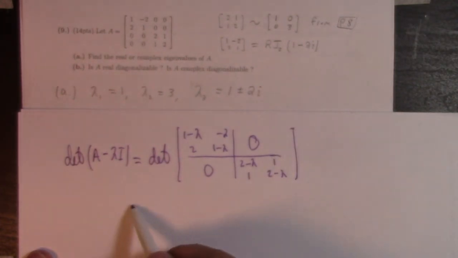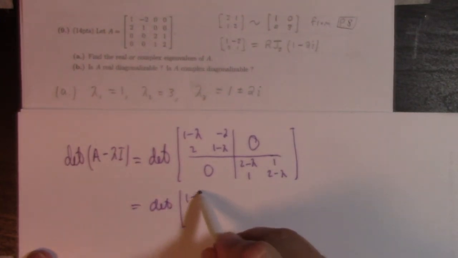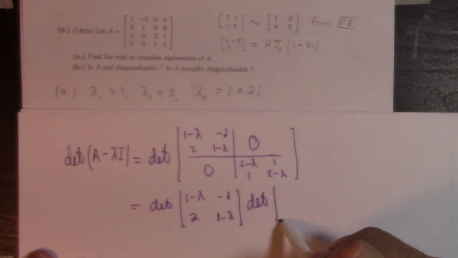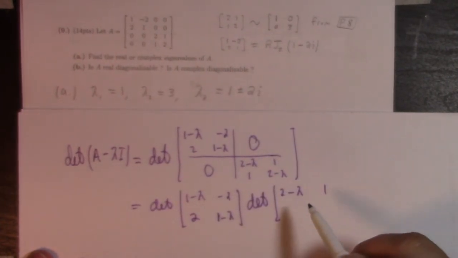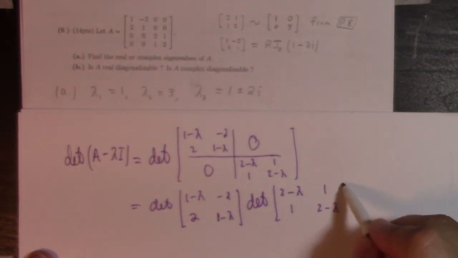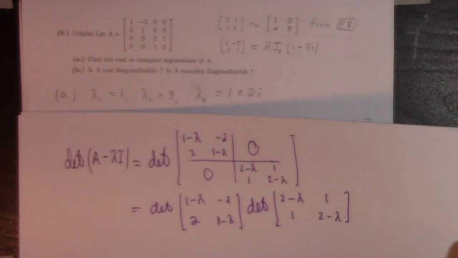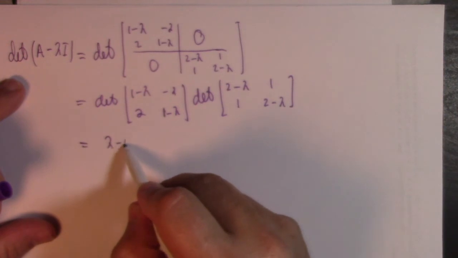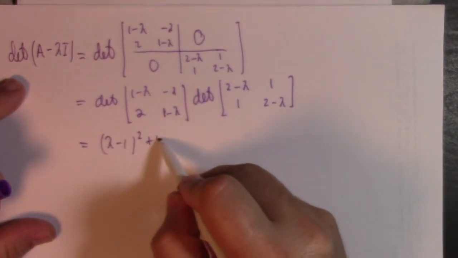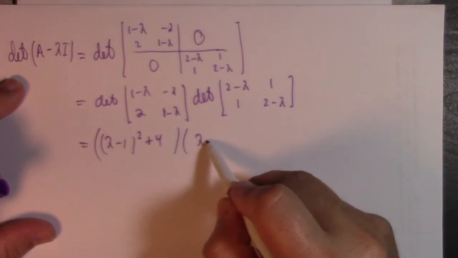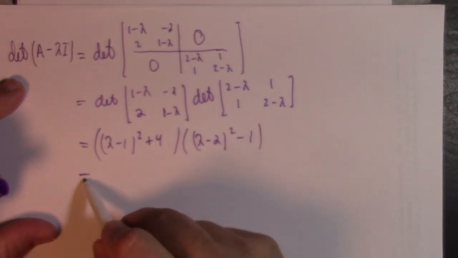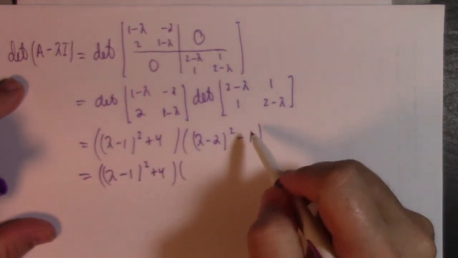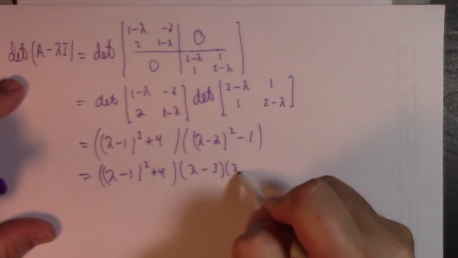And there's a property of determinants that says that's the determinant of the upper block times the determinant of the lower block. If you don't know about that yet, now's a great time to learn, because if I do ask something on the final which involves knowing this identity, not knowing it makes life much more difficult. But knowing it, it's just lambda minus 1 squared plus 4, and this is lambda minus 2 squared minus 1, which of course is lambda minus 1 squared plus 4. That's irreducible. And this one factors into lambda minus 3 times lambda minus 1.